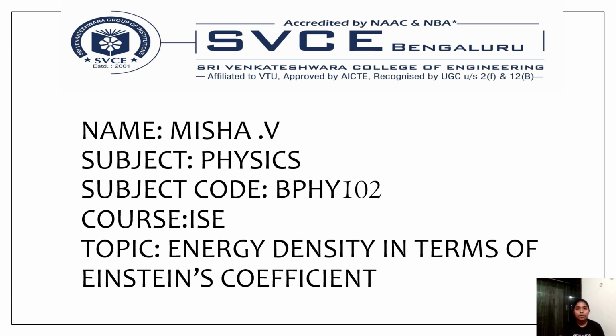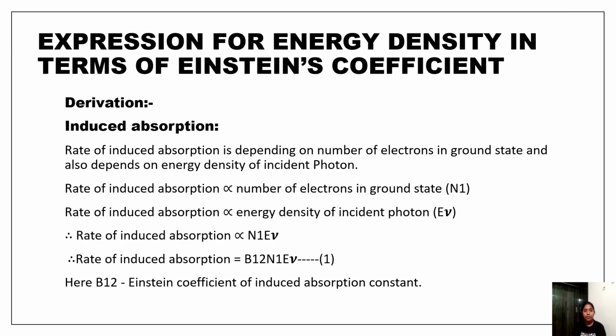My topic is on energy density in terms of Einstein's coefficient. Let's derive an expression for the energy density in terms of Einstein's coefficient. The rate of induced absorption depends on the number of electrons in the ground state and also depends on the energy density of the incident photon.